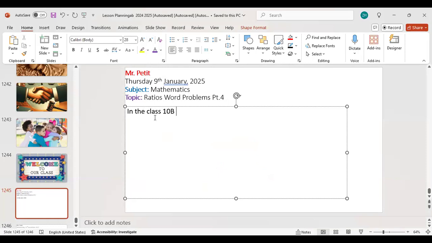So in the class 10B. If you go to school, I don't know if your school does screaming, but 10B would be like a scream. It might be a low scream, a high scream, or a medium scream.